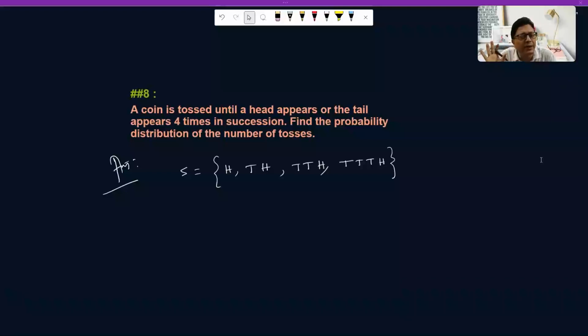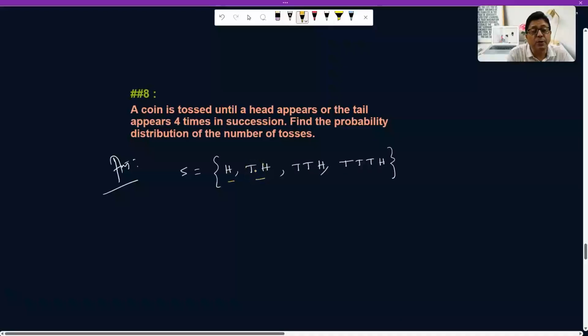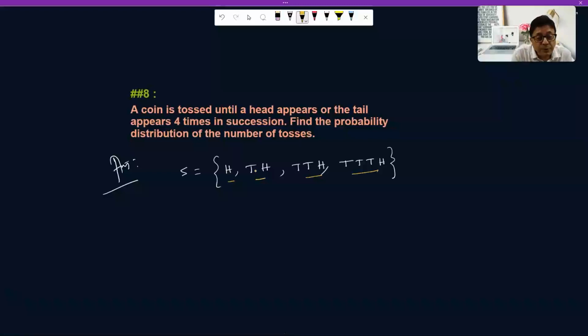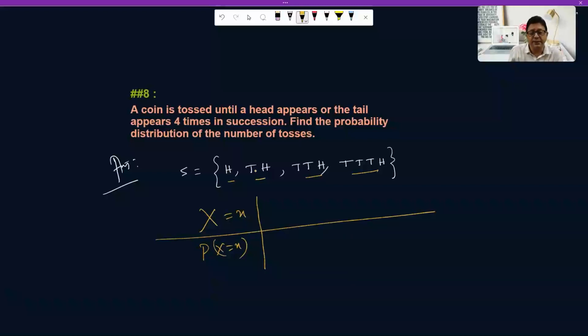The game will be stopped when you get a head. If you get it the first time, then the game is over. If you get it the second time, then the first time you got a tail, and the game is over. If you get a head over there, then the first 2 times you haven't got it, the third time you are getting it, stop the game there. So this is an either-or case. Either this will happen or this or this or this. So we have to write the probability distribution.